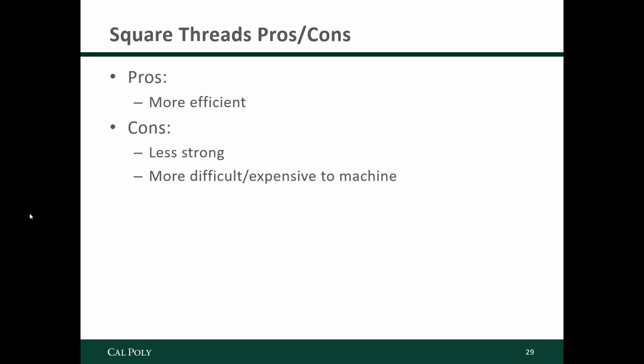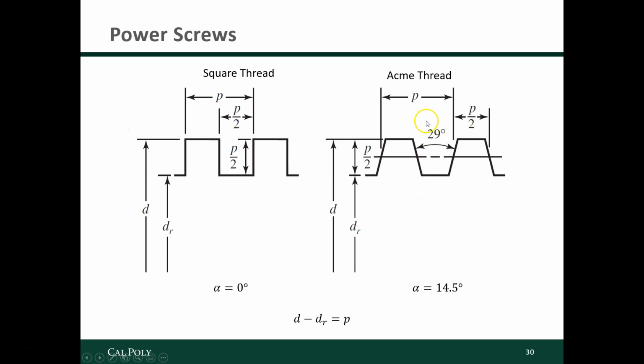And another disadvantage to the square threads is that they tend to be more difficult, expensive, and slower to machine. And that's because there's less room for chips to get out. You can imagine with these Acme threads, you can fit a tool in there, and then there's a little bit more room for chips to get out of the way. Whereas with these square threads, you're digging in there and there's nowhere for the chips to get out.